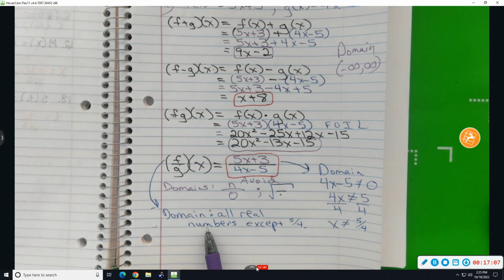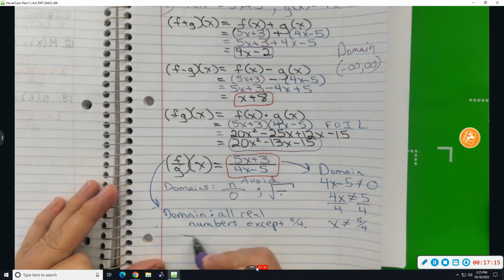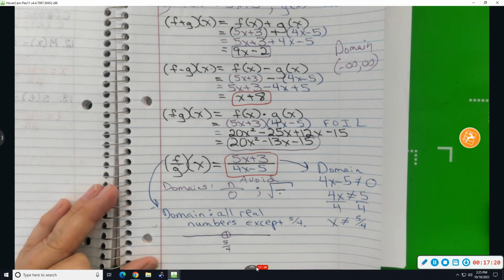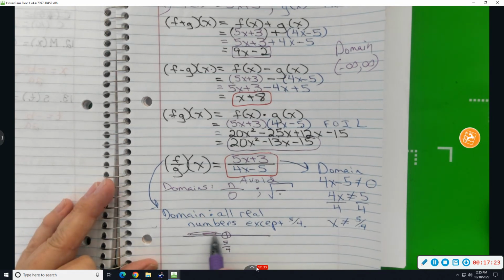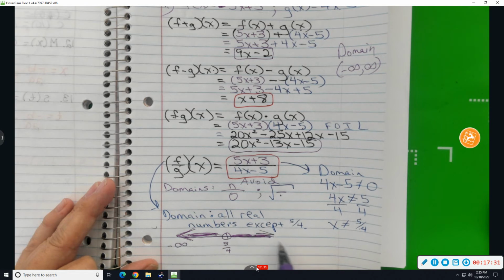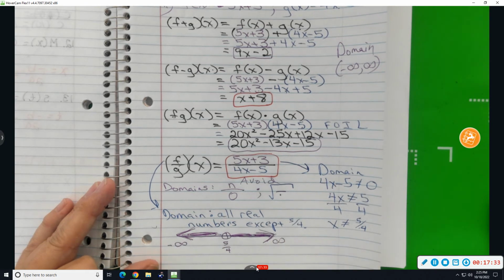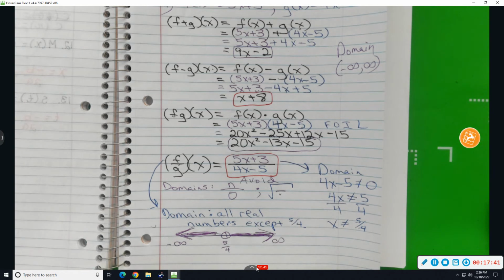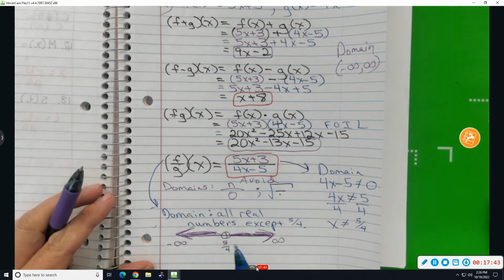But they're not going to let you write out the words all real numbers except 5/4. They want that domain in interval notation. How would you say that? We don't have the number 5/4, but we have everything over here and everything over here. Negative infinity, positive infinity. First of all, are we going to have any brackets in the interval notation? No, we're not.